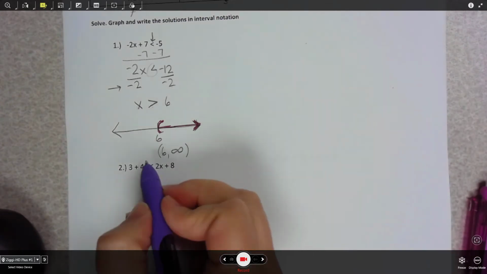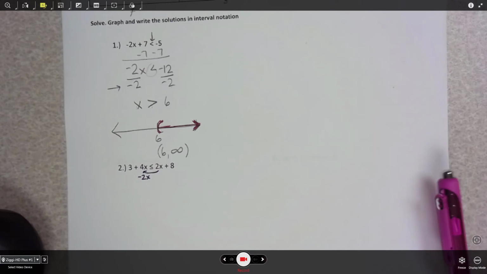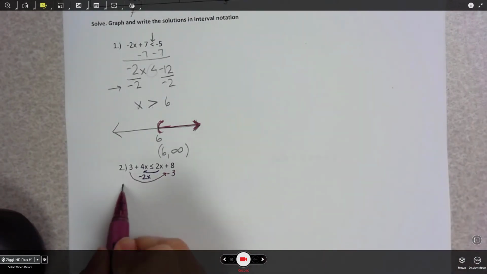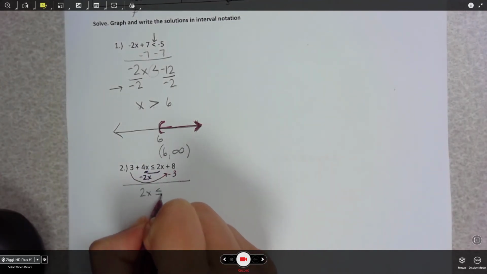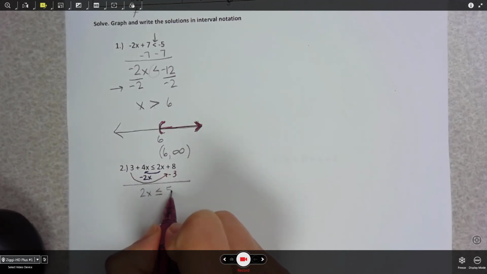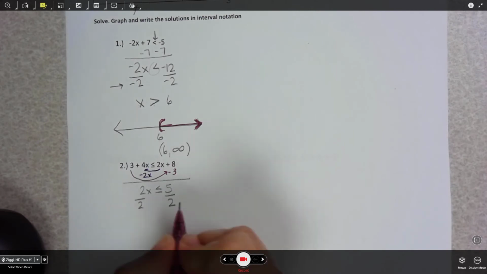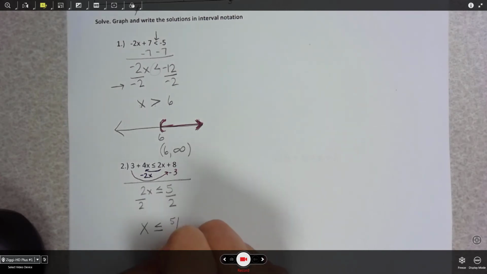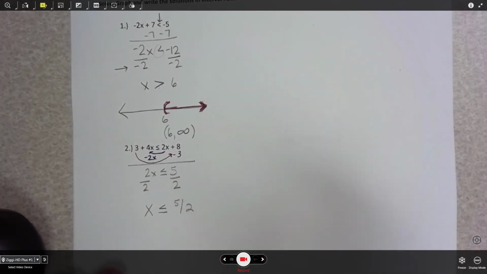Alright, for this one I want to solve it. I'm going to move the 2x over, and then I'm going to move the 3 over. So now I have 4x minus 2x is 2x less than or equal to 8 minus 3, which is 5. I'm going to divide by the coefficient of the variable term. I'm not dividing by a negative, so my inequality symbol is not reversing. And I'm just going to leave it at 5 halves. No need to change it to anything else.